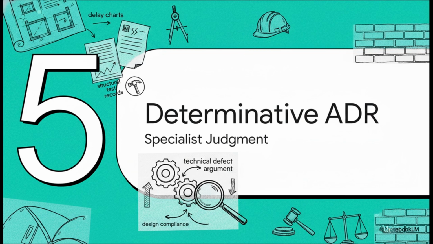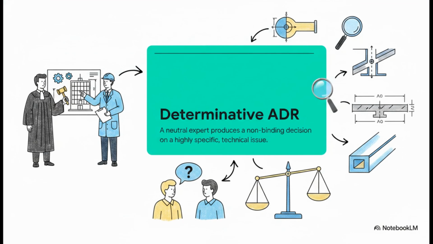Section 5. Determinative ADR. Specialist Judgment. Cut over to Ravi, the planning engineer. Poor Ravi is practically buried under complex delay charts, structural test records, and a highly technical defect argument regarding strict design compliance. For a problem like Ravi's, Dr. Rao points straight to Determinative ADR, specifically expert determination or early neutral evaluation. In this setup, a neutral expert takes a deep, inquisitorial approach to assess the raw technical facts and then produces a decision on how the dispute should be resolved.